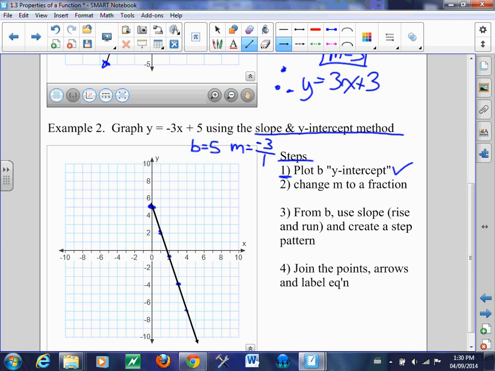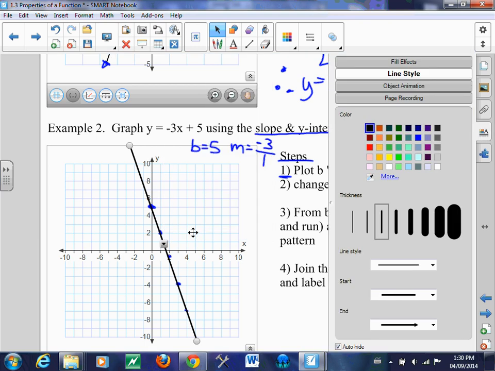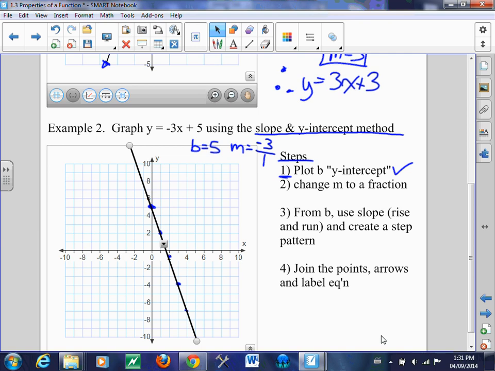Just give me 1 second. It takes me a little longer to do this because I need to get arrows. Okay, and please use your ruler, guys. Then I've got to label my equation. So I need to write on the equation y equals -3x plus 5. That's expressing that linear function two different ways. You've got the equation, and now we've created a graph.